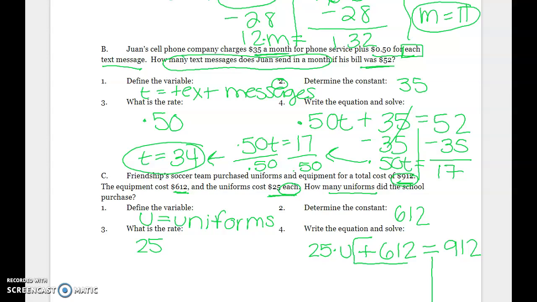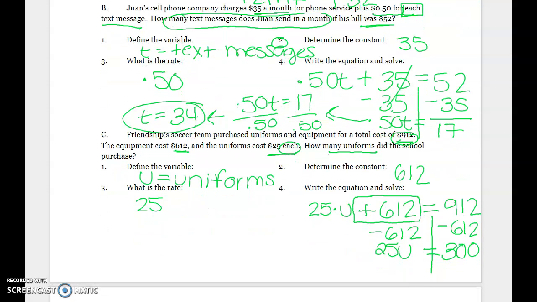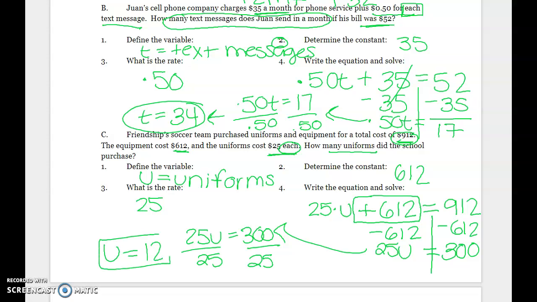Okay, so now I'm just going to solve this like a normal equation. So first I want to get rid of this plus 612. So I'm going to subtract, and I get 25u equals 912 minus 612, which is 300. Alright, so now to get rid of this 25 attached to the u to isolate my variable, I'm going to divide by 25 on both sides. Okay, and I would get u equals 300 divided by 25, which is 12. So that would be 12.